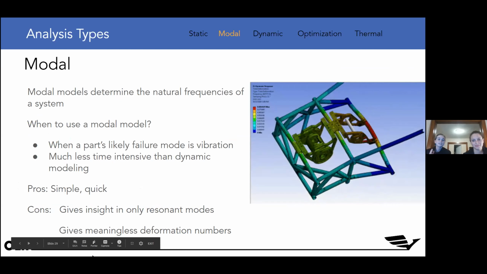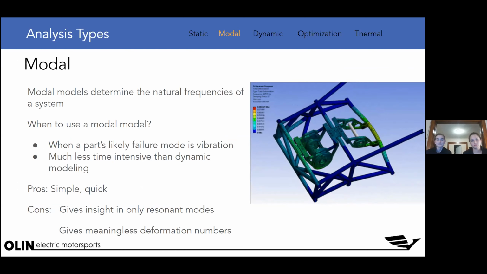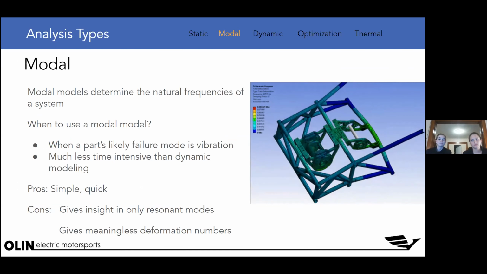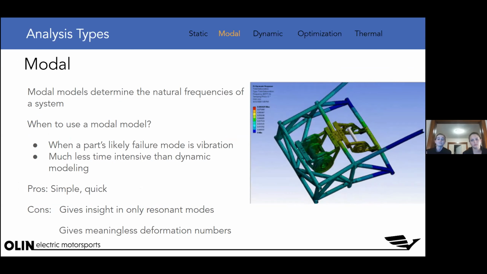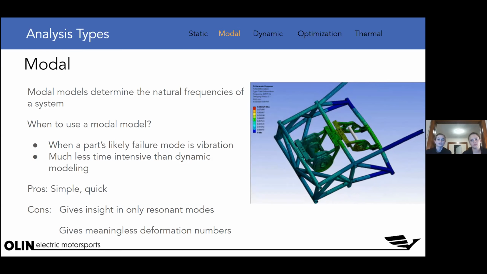So this is for when your part is likely to fail in vibration. What this model is trying to determine is the natural frequencies of your system. So that means that you want to make sure that whatever frequency your part is vibrating at is not going to be the same as the natural frequency. Otherwise, you're going to have resonance. And that just means that you're going to lead to failure.